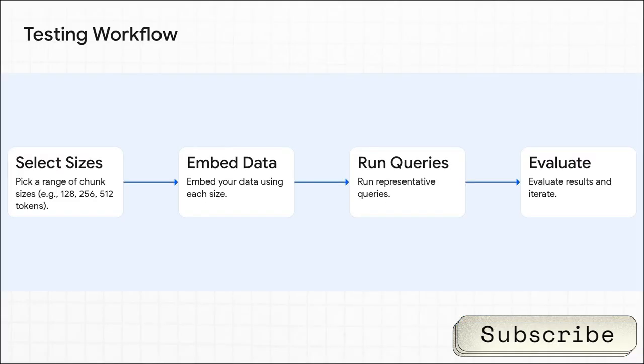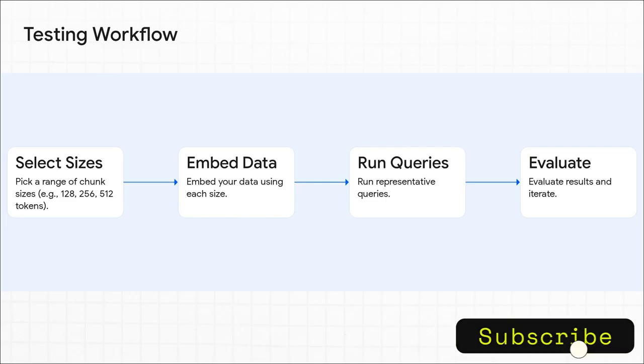Here's a super simple workflow. The key is, don't just guess. Pick a few different chunk sizes, say 128, 256, and 512 tokens. Process your data for each of those sizes, and then run a set of real-world test queries against them. See which size gives you the best results, and then iterate from there.